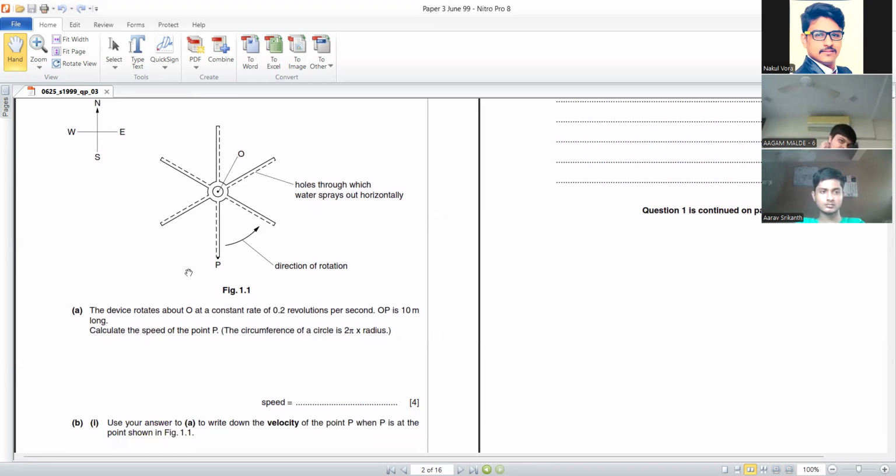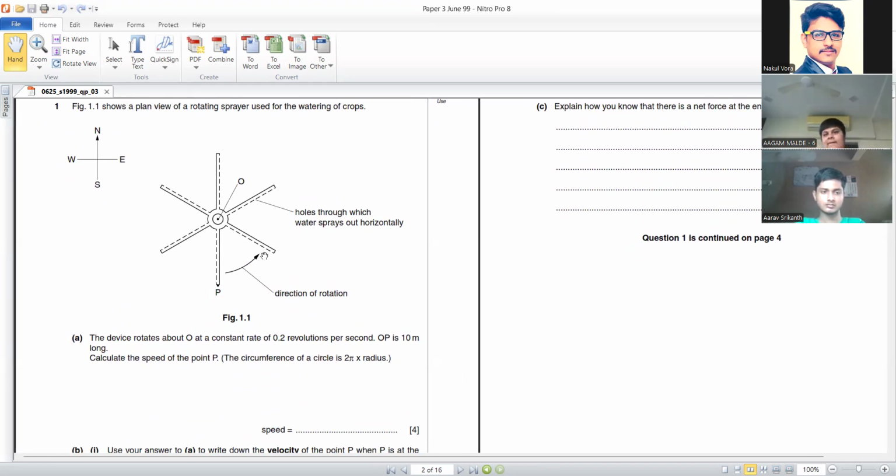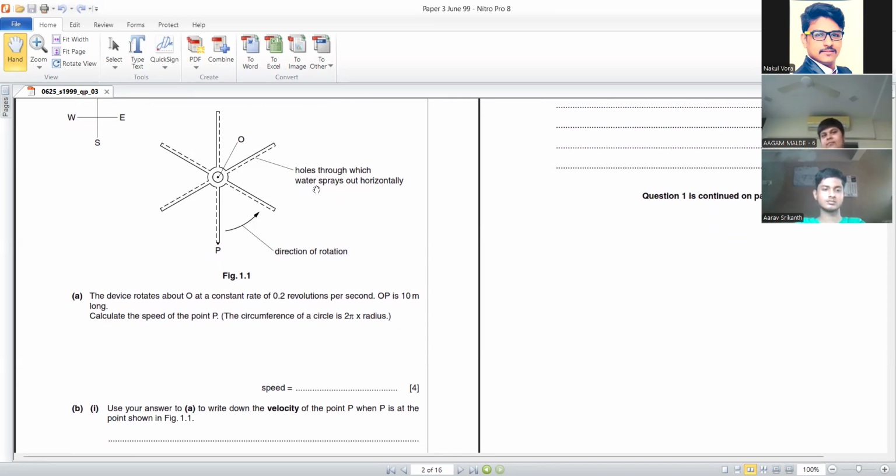So this is the rotation of the rotating sprayer. This is how it is going to rotate, and it has got these holes through which the water is sprayed horizontally. So if I push water in it, it will be spraying it horizontally like this, like this, like this. In this, it will go like this. It will go like this.